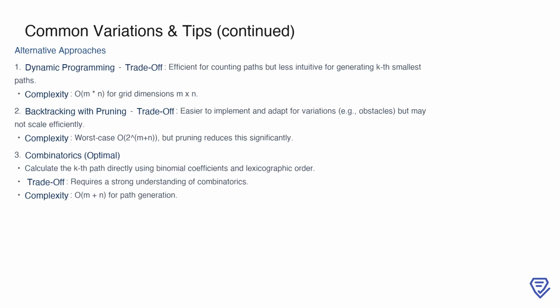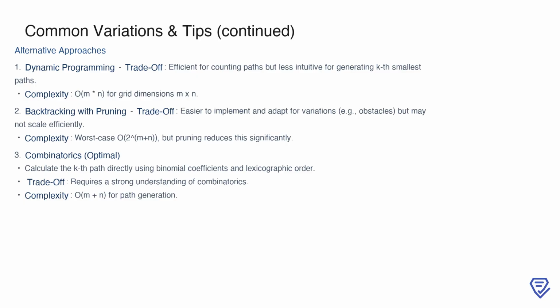There are several alternative approaches to solving this problem, each with unique trade-offs. Dynamic programming is efficient for counting the total number of paths in a grid, with a time complexity of O(m*n) for MxN grid dimensions. However, it is less intuitive when it comes to directly generating the kth smallest path. Backtracking with pruning is another option. It's relatively simple to implement and can be adapted for variations like handling obstacles, but it may not scale well for larger grids due to its worst-case complexity of O(2^(m+n)). Pruning, however, can significantly reduce this.